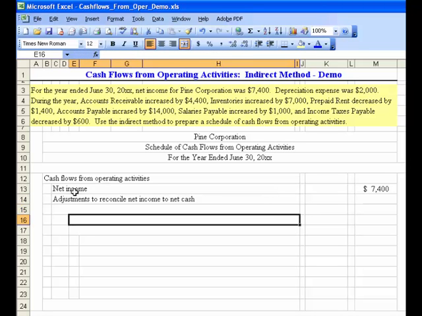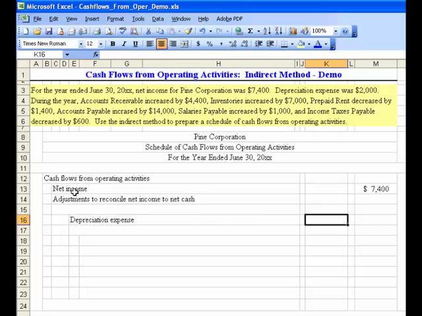Okay, reading down, the first item we see is depreciation expense. Depreciation expense is usually the first item listed. It's an add back because it is a reduction in net income but not a reduction in cash, so we need to add that back to our schedule of adjustments.